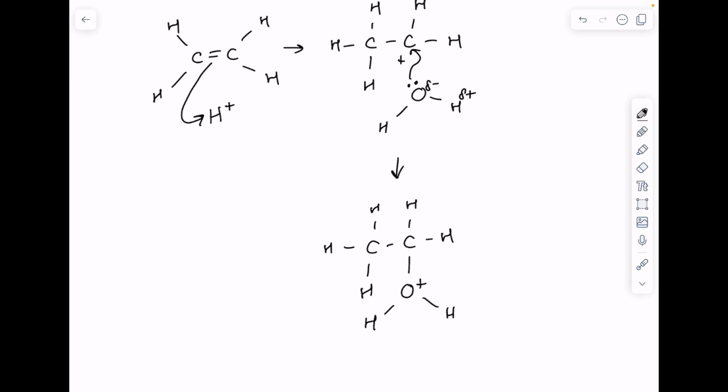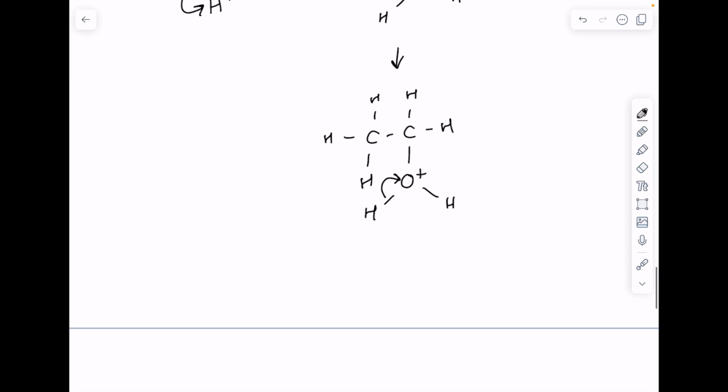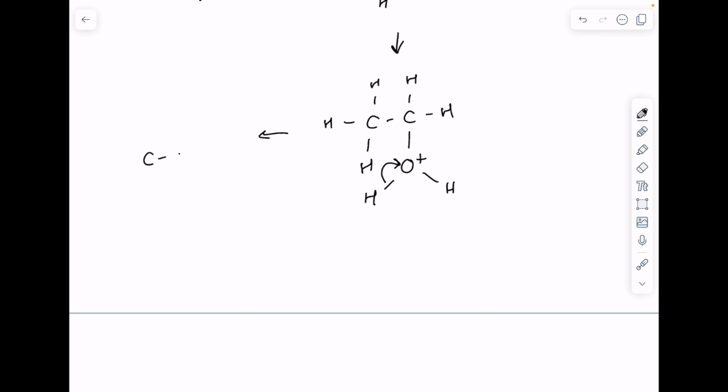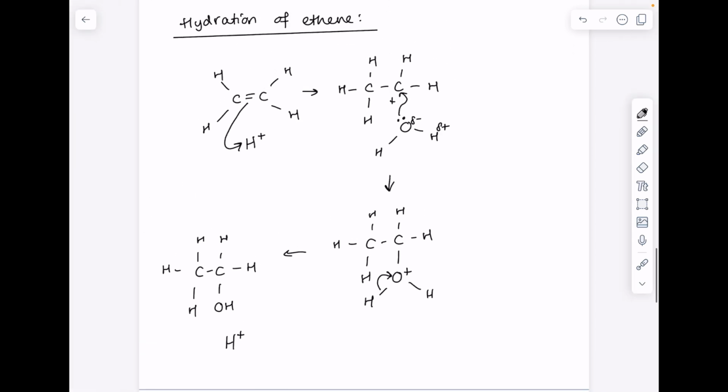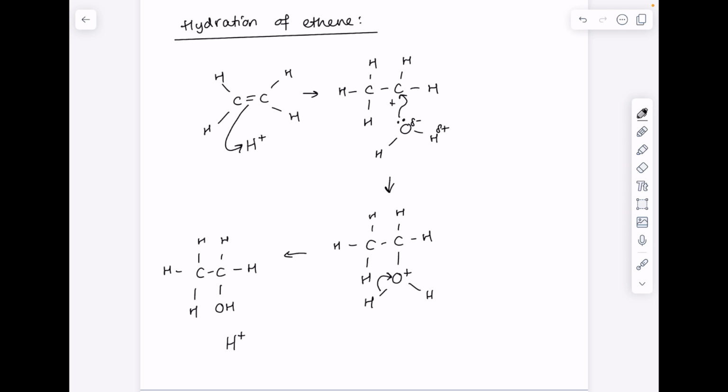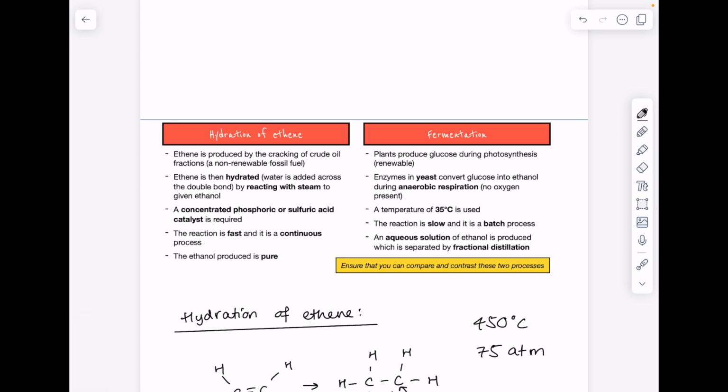Now, because that oxygen is positively charged, we have the movement of electrons in this bond to the oxygen. I feel like I take up so much space, but here's your final product. As you'd expect in an alcohol, it's ethanol due to the 2 carbons, and that H+ is regenerated, hence why it's acting as a catalyst. And then in terms of a high yield, you want a high temperature of 450 degrees Celsius and a high pressure of 75 atmospheres.